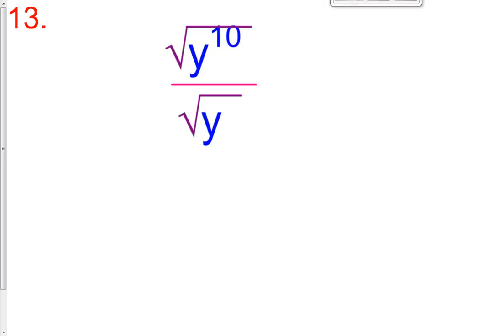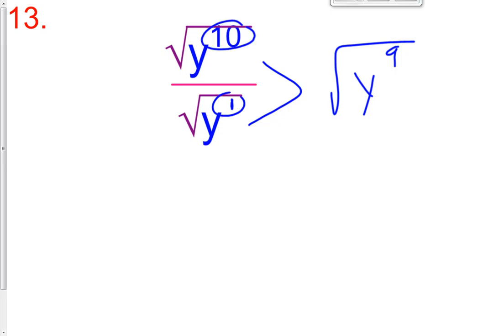Problem number 13 uses those same rules from our properties of exponents. This is the quotient property, so when we have common bases, we subtract their exponents. We assume this is an exponent of 1, and they're both underneath the radical sign, so we can make this y raised to the 9th underneath the radical. We take 10 minus 1 and get the square root of y to the 9th.